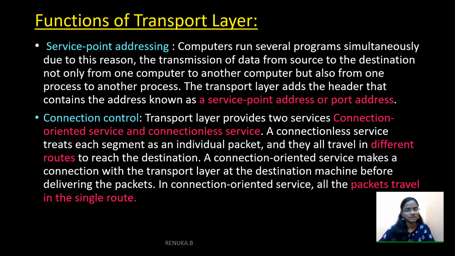Then service point addressing. Service point addressing is also called port addressing. It is nothing but the transport layer adding a header that contains the address. Next major function of transport layer is connection control. Transport layer provides two services, that is connection oriented service and connectionless service. In connectionless service, it treats each segment as an individual packet and they travel in different routes to reach the destination. Whereas in connection oriented service, all the packets travel in a single route.